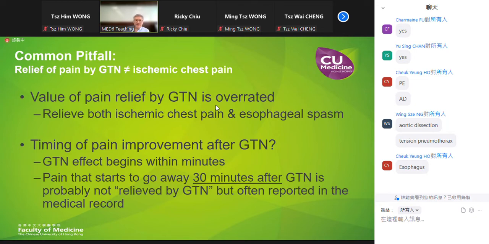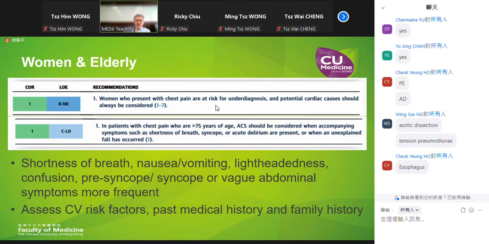So it's a common pitfall that a lot of people assume that because the pain improved after GTN, it must be, or is highly likely, ischemic. But you just need to ask a few more questions. Also beware that women and the elderly often present with more atypical symptoms. They less frequently present with typical chest pain, but often with shortness of breath, nausea, vomiting, lightheadedness, and vague abdominal pain if they're elderly. This is why they often present late or are diagnosed late, and also have a worse prognosis, because the diagnosis is confirmed later.